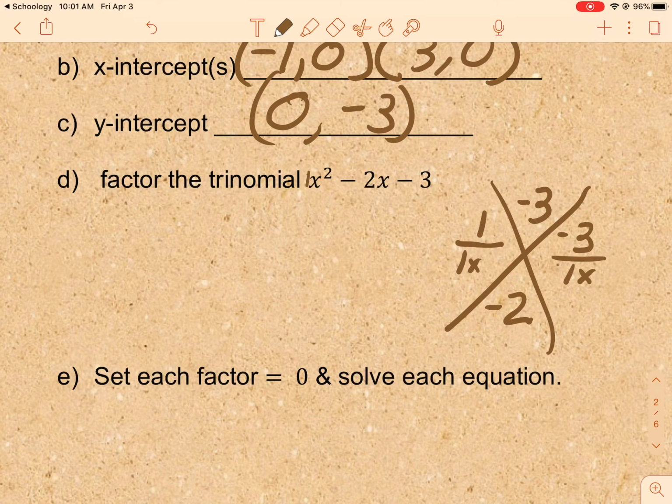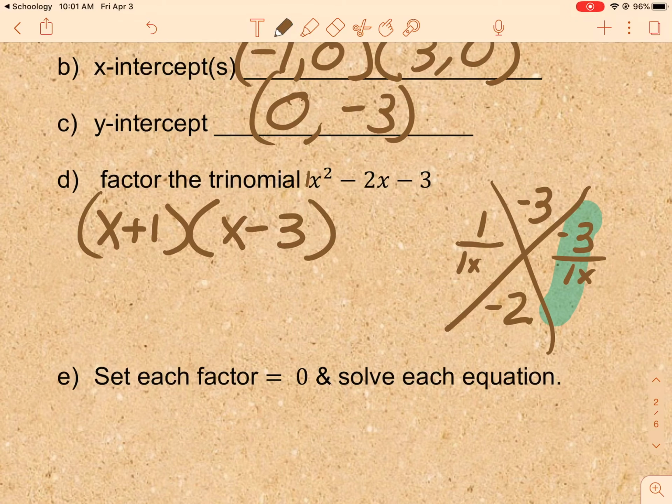So our factors, if we look at these on their side, would be 1x and a +1, so x + 1. And for the other one, it's our 1x and a -3, so x - 3. You look at it on its side. So when you factor it, you get (x + 1)(x - 3).